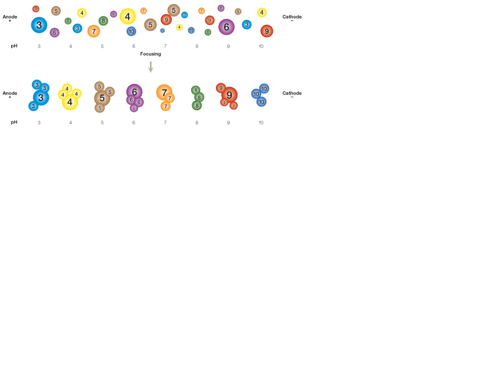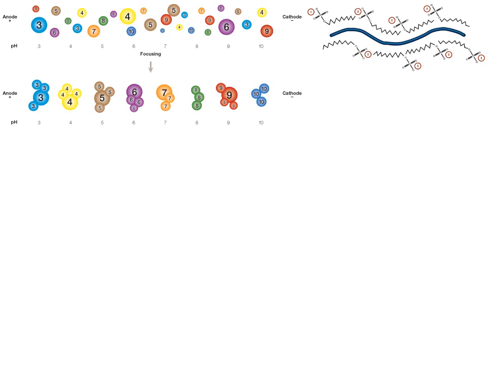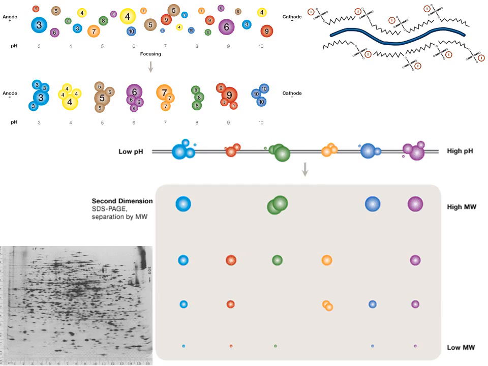After focusing is complete, a process that can take 10 to 20 hours at voltages up to 10,000 volts, the strip is soaked in a buffer containing SDS for about 20 minutes. This coats all of the protein molecules in SDS so that the proteins can then be separated by size in SDS-PAGE.